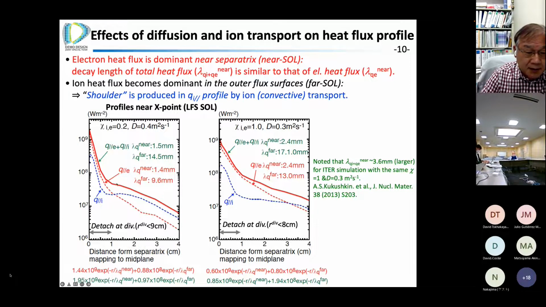One of the interesting things is the ion component. The ion component has a peak, but it is shorter and appears here. And this is the larger diffusion coefficient case. At the same time, the electron heat flux is dominant near the separatrix, and a shorter component also appears in the ion heat flux, like here.